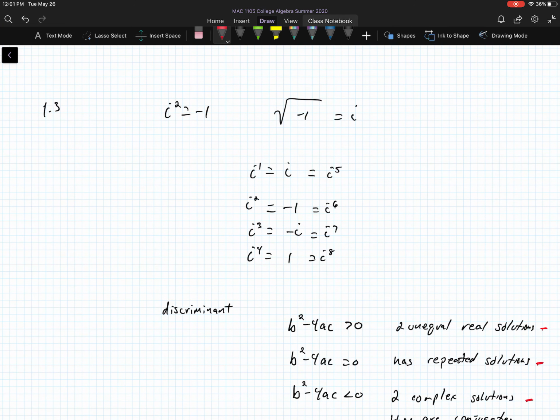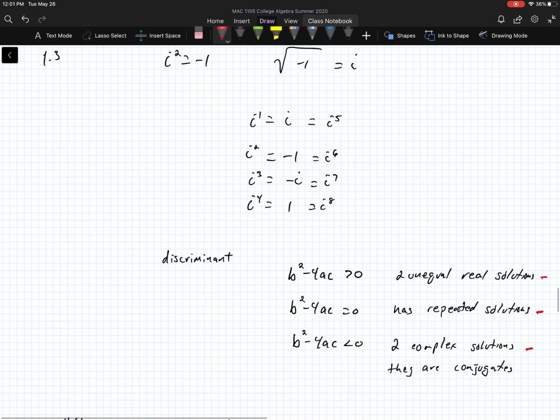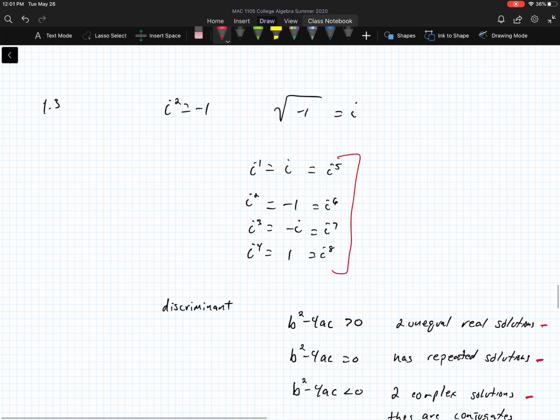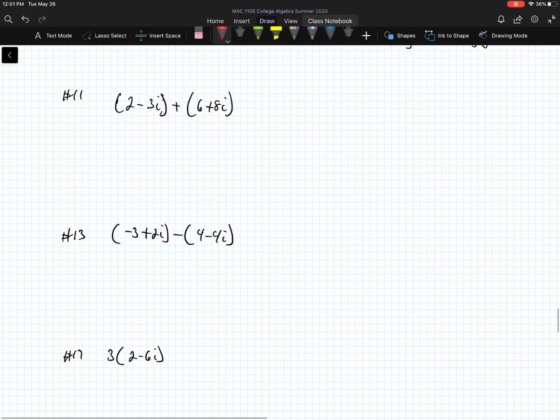All right, let's go over to 1.3. So I kind of already went over discriminants, so I won't do that again, but just remember here, i squared is equal to negative 1, and the square root of negative 1 is equal to i. This is a nice little pattern that helps us to solve problems. If we come across i raised to different exponents, we can actually simplify those a bit.